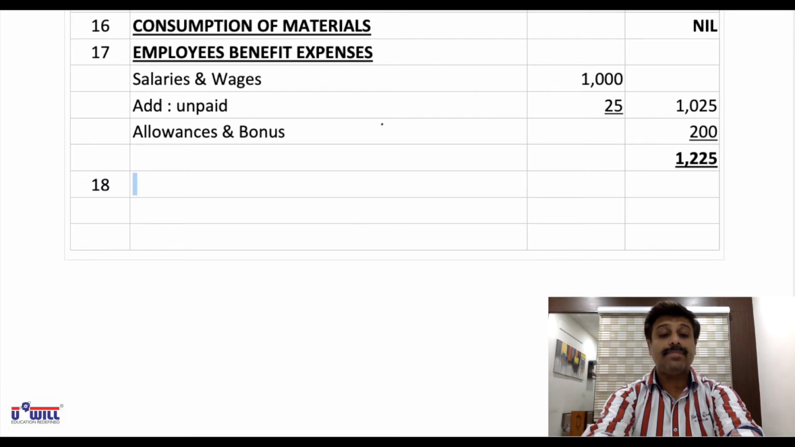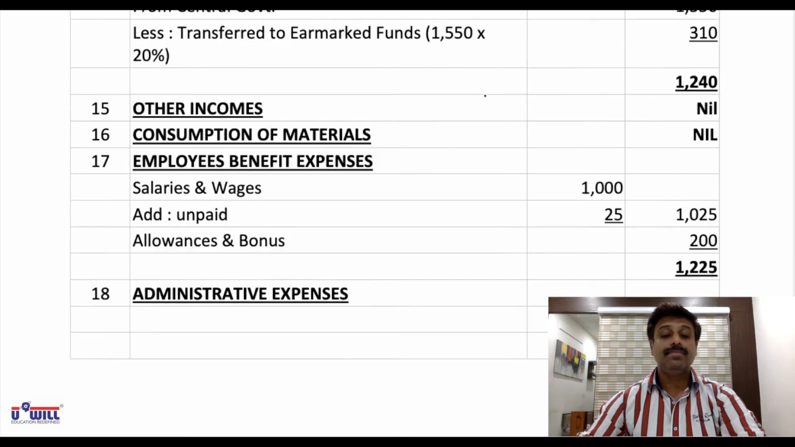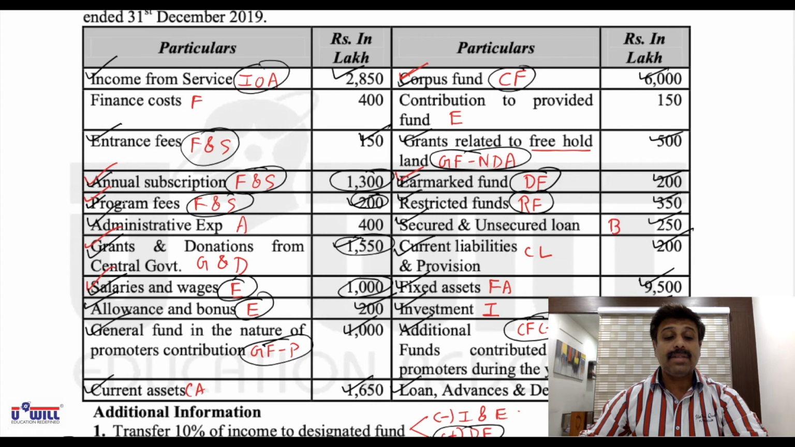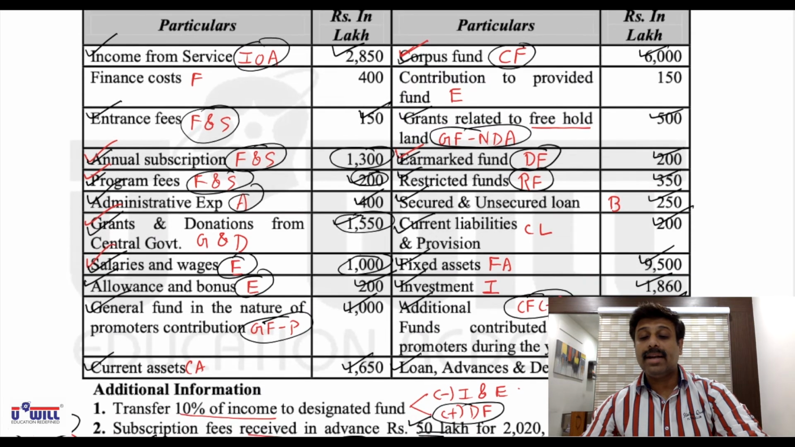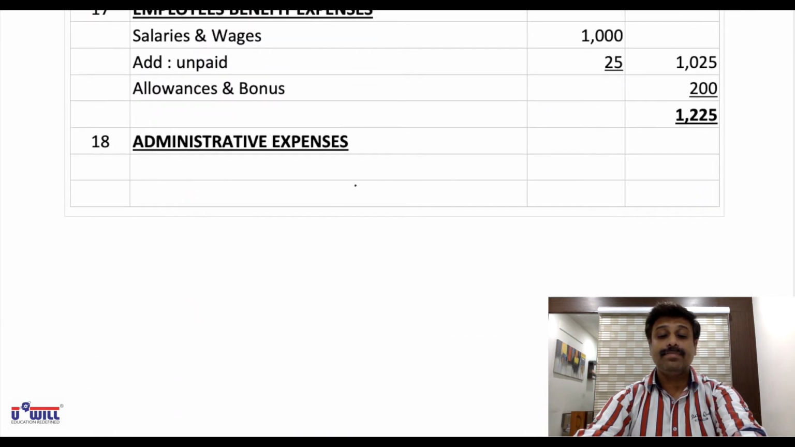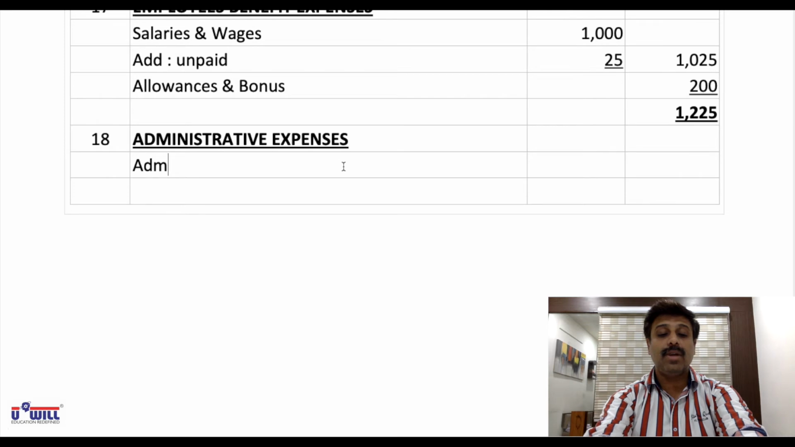Then 18th, after employees benefit expenses, we have new item of administrative expenses. A marked items. Directly administrative expenses are given 400. No other item we have, so directly A 400. No other adjustment is also there. Administrative expenses 400. Total itself 400.